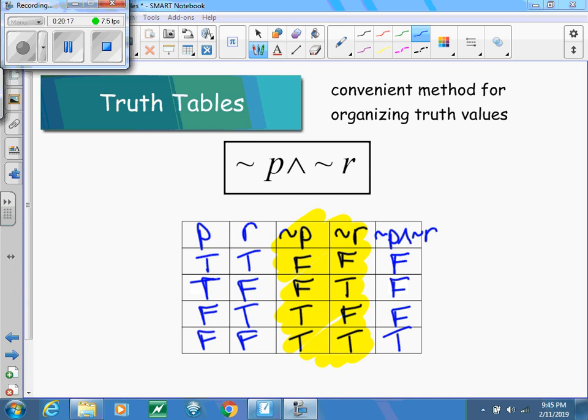All right, so you'll notice that there was an extra column that was added in this one, and that's just because you're working with 2 different negations. So I have statement P, I have statement R, I have the negation of P, I have the negation of R, followed by the compound statement between the 2 of them. And so we should end up with 3 falses and a true.